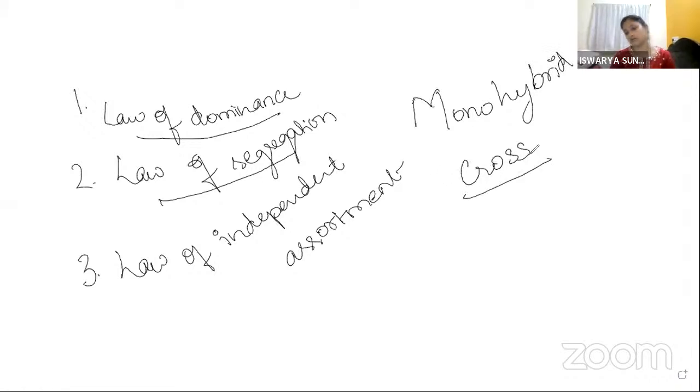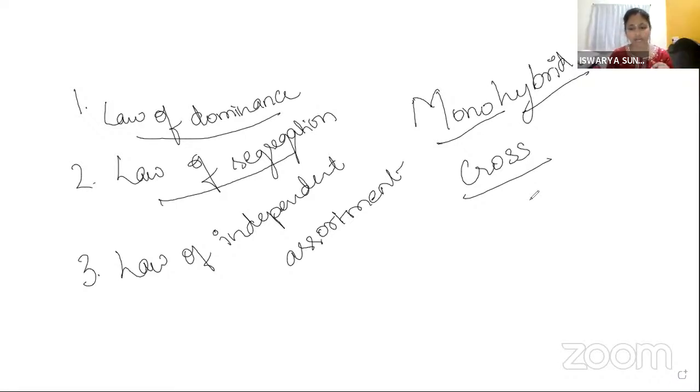Monohybrid cross. Cross means two different things are combined. Crossbreeds are very common in your dog, very common in your pet animals. Correct. So a cross is something which happens between two different things. Now, monohybrid cross. Can you explain it now? Now you can explain. If I would have taken the name first, you may not know what it is.